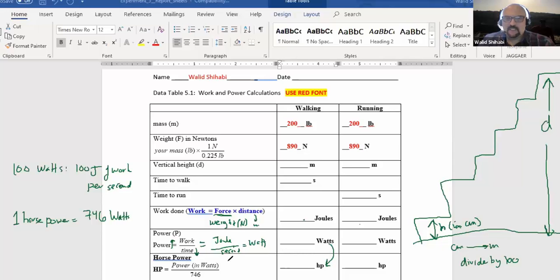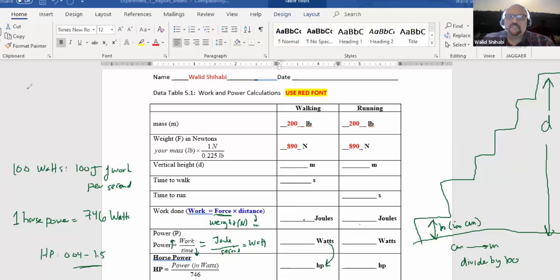Now for horsepower, you expect somewhere maybe between 0.04 to maybe 1.5 horsepower, depending on how fast you run, and your weight has an important effect as well. And now the questions at the end, of course, will ask you about your values. So you can see here work should be the same since we are using the same force and the same distance. Power will be different between running and walking, because the shorter the time, the more the power.